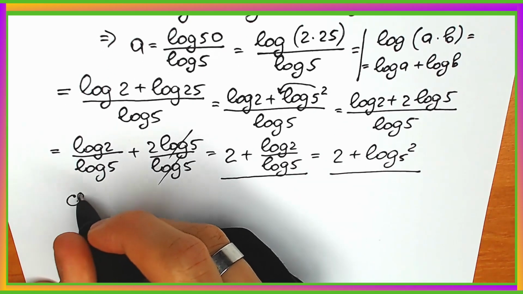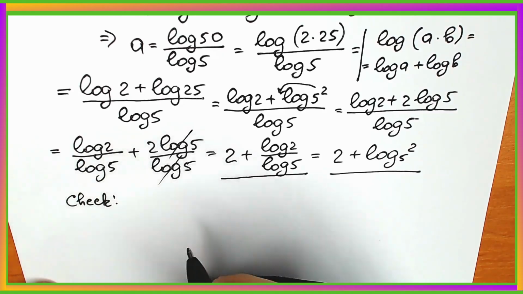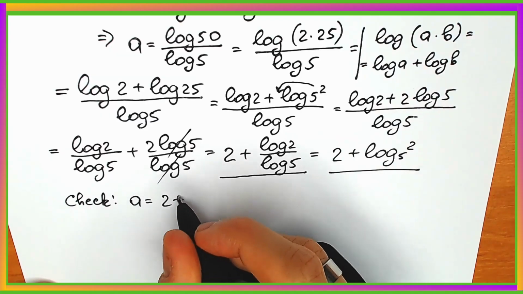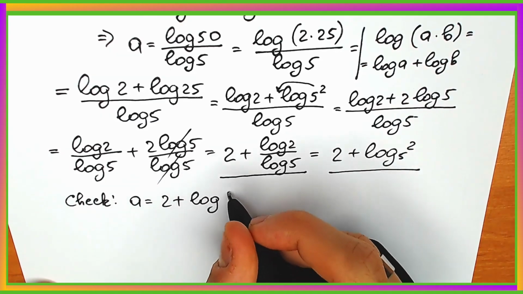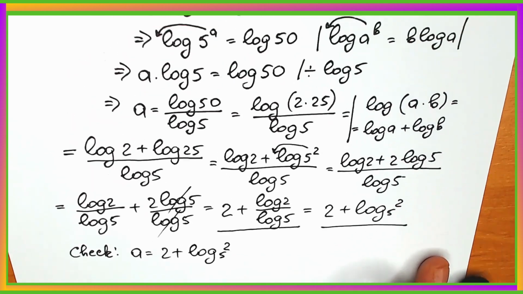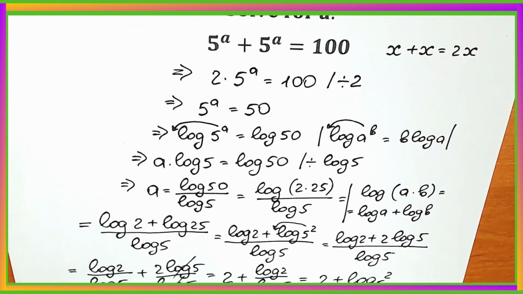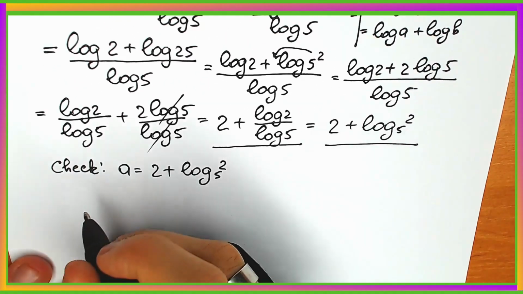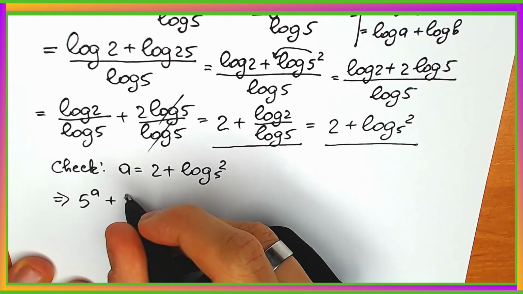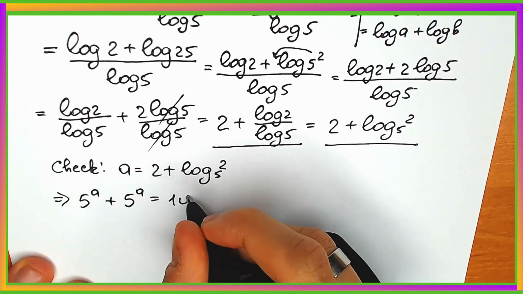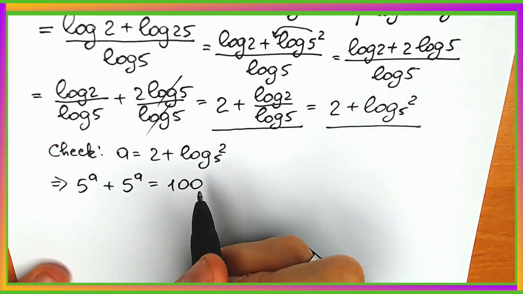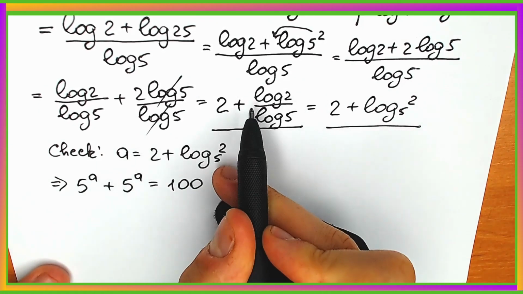So let's check it, let's prove our root. We are talking about this one, a equal to this. So we have 2 plus log 2, here we have base 5. Okay, and let's check this root. Where do we have our question? 5 to the a plus 5 to the a equal to 100. So let's check our root real quick, and in a few seconds you will understand why I chose this expression, not this one, but this one.